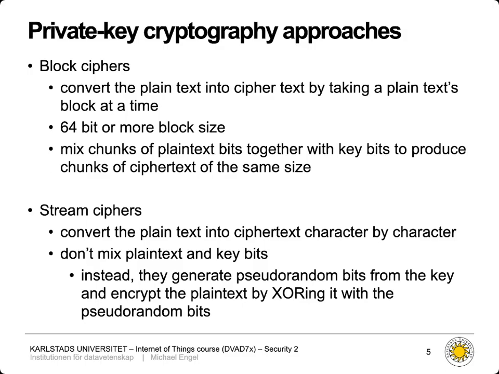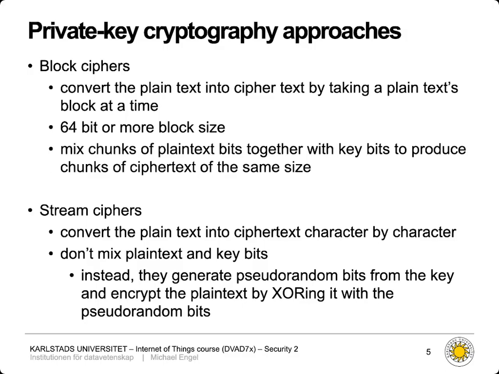So a block cipher converts the plain text of a message into ciphertext by taking a block at a time. This might be 64-bit or 128-bit, so for example 8 or 16 characters, and then it mixes chunks of plain text bits together with key bits to produce chunks of what we call ciphertext, so the encrypted message. And the important thing about block ciphers is that the chunks of ciphertext have the same size, so they're just changed around in a way that hopefully no attacker can figure out.